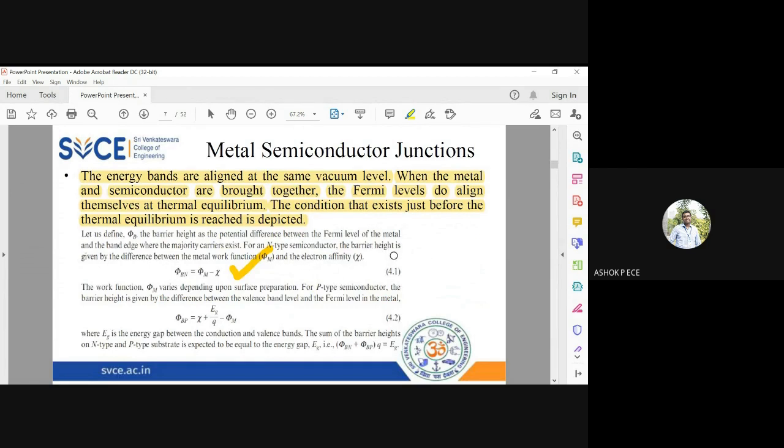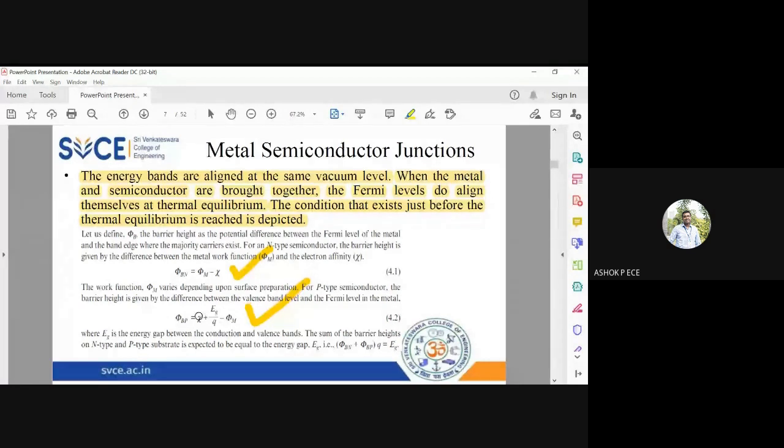All these are hardcore physics parameters, so you can go and study them in depth if you require. Otherwise, just understand that for an N-type semiconductor, the barrier height is going to be the difference between the total work function of the metallic region and the electron affinity x. The same thing, if you go for a P-type, you will get this one.